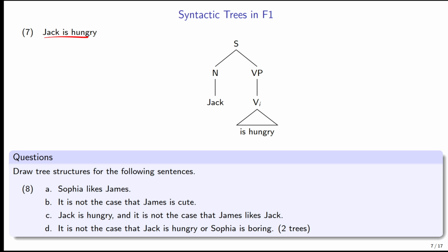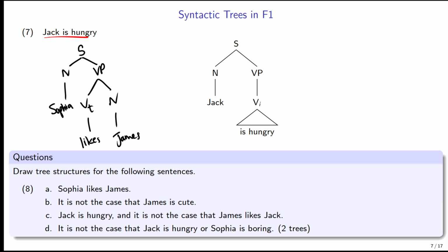So A, Sophia likes James. We always start with a sentence. We have a noun subject, we have a verb phrase. Likes is a transitive verb, so this will break up into a VT and an N, and we can just write our words underneath. So Sophia is the subject, likes is the transitive verb, and James is our object here. So that's the sentence for Sophia likes James.